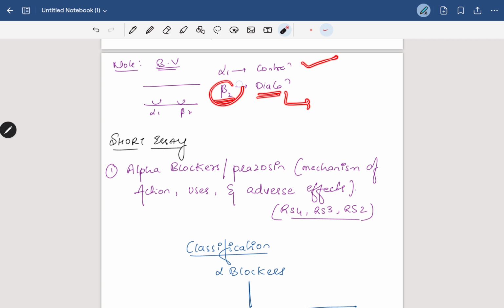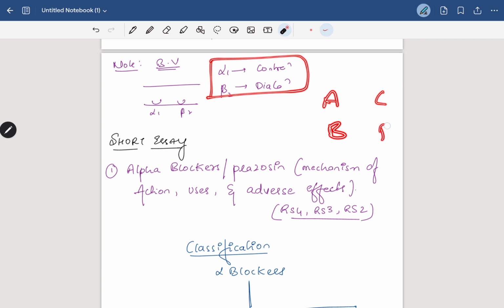Why? Because beta 2 receptors are present where? It is present on smooth muscle. Smooth muscle helps in relaxation. So therefore it will lead to vasodilation. How can you remember this? You can simply remember it like this: A, B, C, D. Alpha helps in contraction, beta helps in dilation.